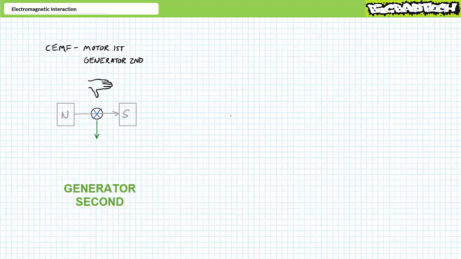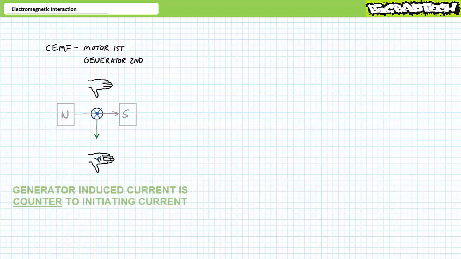Generator second. This is now a conductor moving through a magnetic field. Overlay your right hand on the left such that the right-hand fingers point north to south. Orient the right thumb such that it points downward in the direction of movement. Unless you've got weird-shaped hands, your left and right hands should be back to back, such that the left-hand palm points into the screen and the right palm points out.